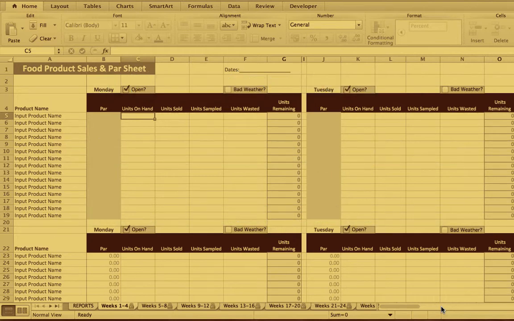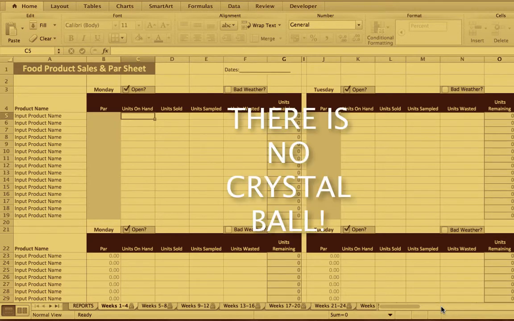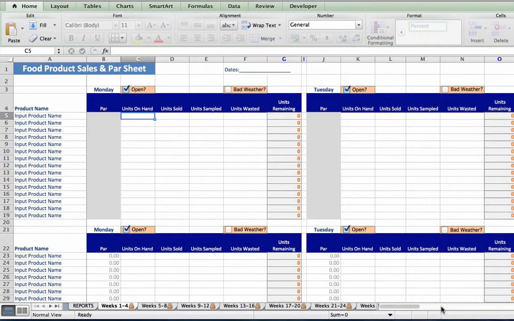As a reminder though, no spreadsheet can look into the future with 100% accuracy. While this spreadsheet helps to take certain factors into account that may impact your sales and help you make decisions from there, remember that there are a multitude of factors that come into play on any given day. So this is not a crystal ball, but it should be able to help you more accurately make production decisions.